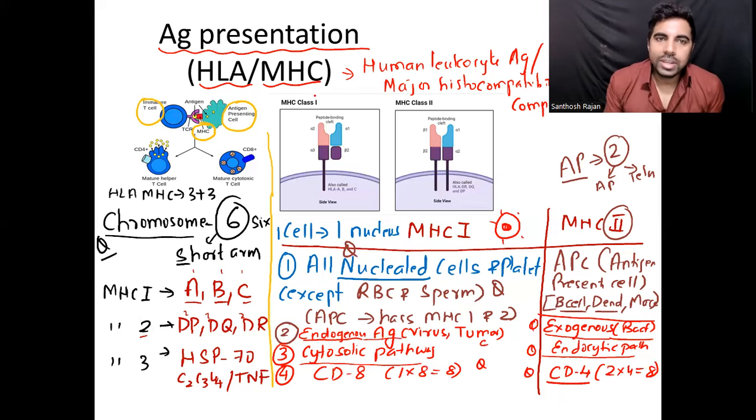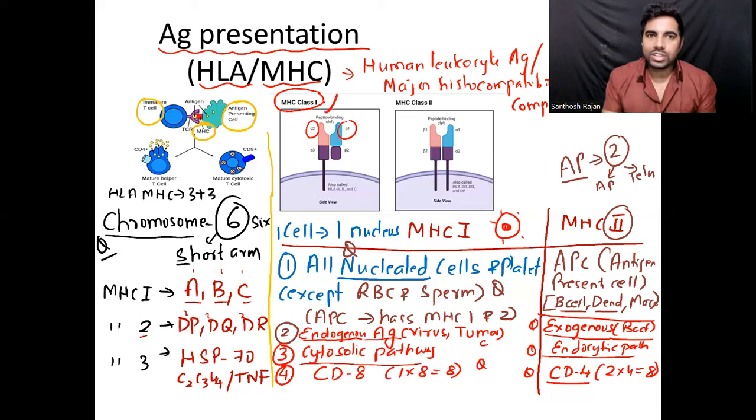The receptor binding site for MHC1 is alpha 1 and alpha 2. Alpha is always 1. 2 − 1 = 1. So alpha 1, alpha 2 is the binding site for MHC1. For MHC2, it is alpha 1, beta 1. Sorry, alpha 1, beta 1. So 1 + 1 = 2. But it is not alpha alpha, it will be beta.